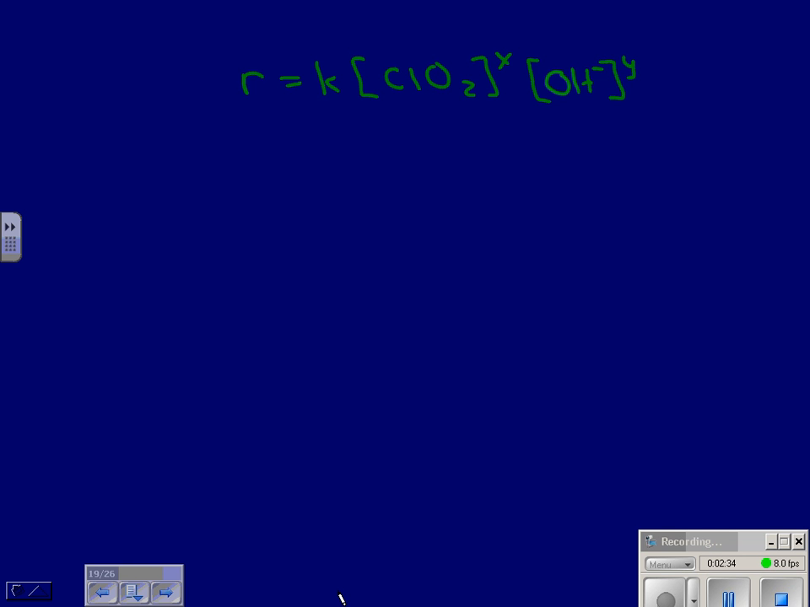Okay? So I'm going to start with looking at ClO2 to the exponent x. In other words, I want to find x. And if I'm looking for x, I need two trials where the OH concentration is constant, and I need a reminder. I'll take a look at the data. Where's the OH concentration constant? Right, so that's trials 1 and 3, right? So I'm going to make a little note that I'm going to use trials 1 and 3.